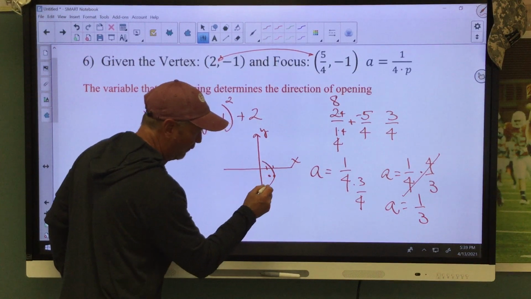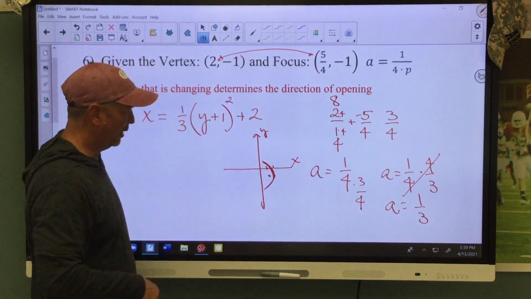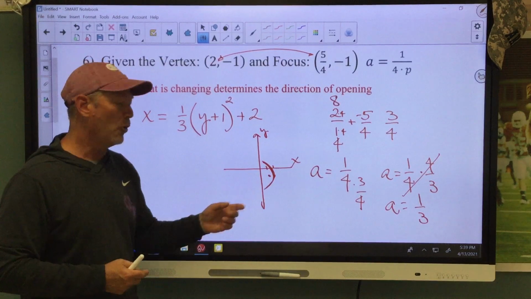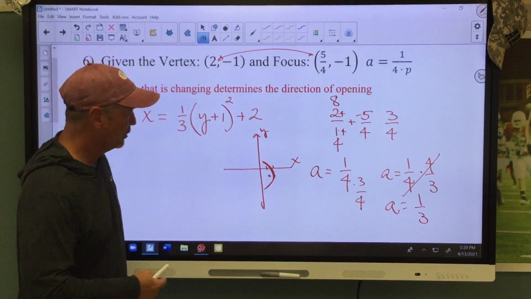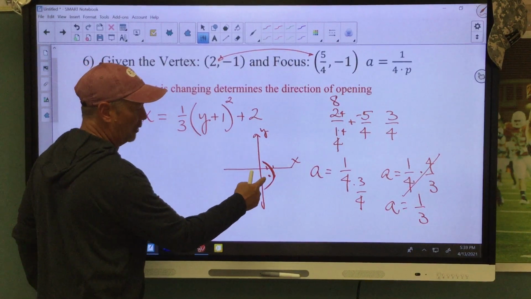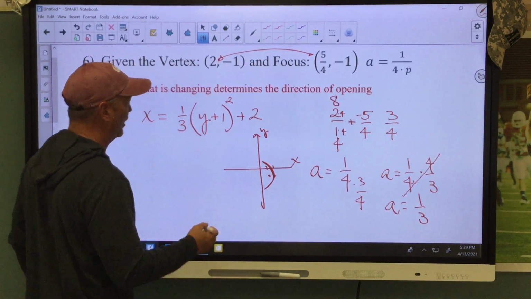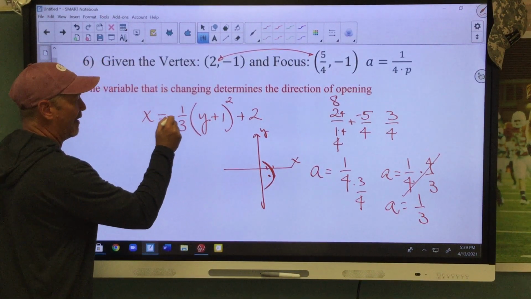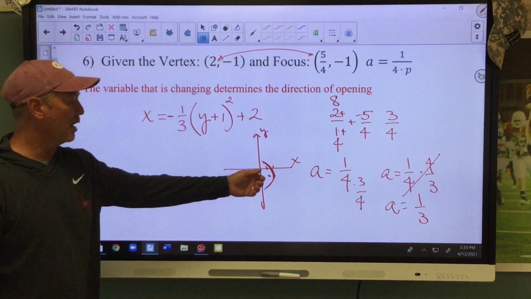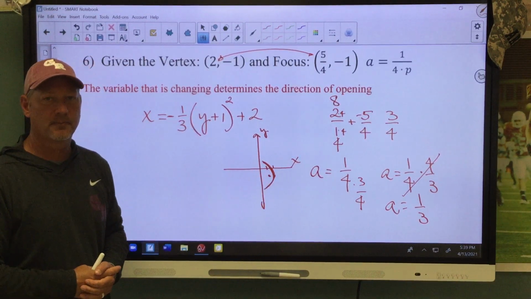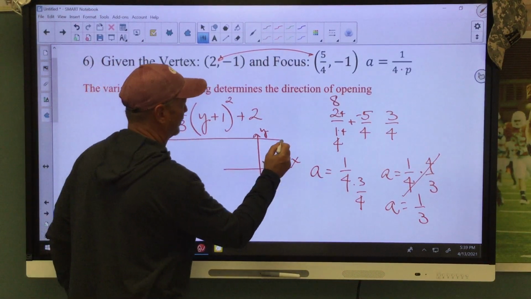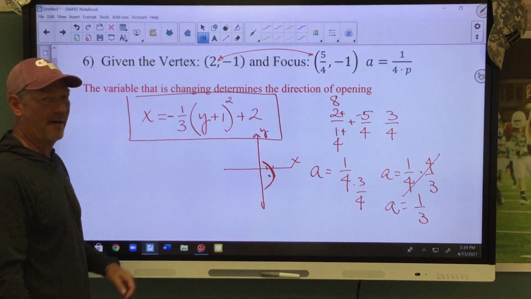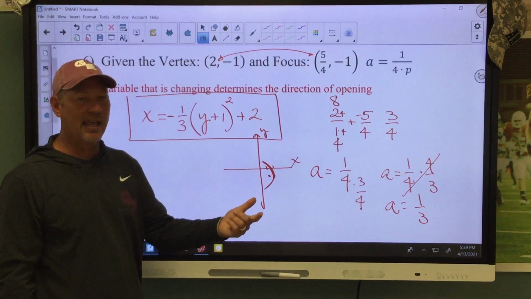The graph, the vertex, all right, opens up. And the focus is always inside the curve of the parabola. So since we're curving around the focus, that means we're going to open up to the left, which means I need to have a negative because we're opening up towards the negative numbers. Okay? And there's our final answer. Remember, you have to have the vertex and the a value.